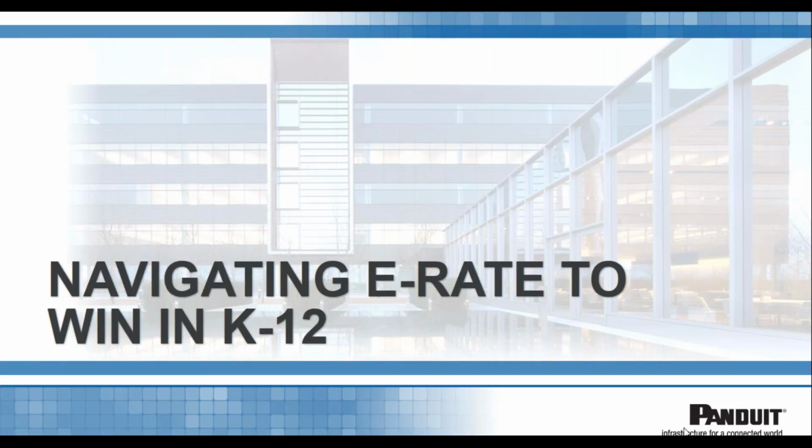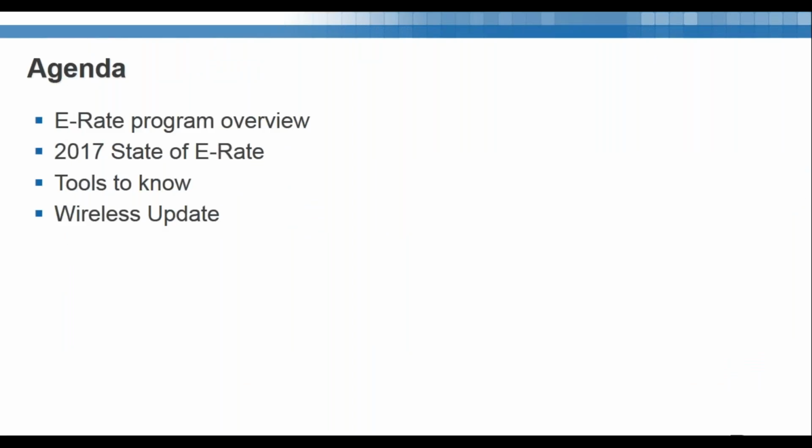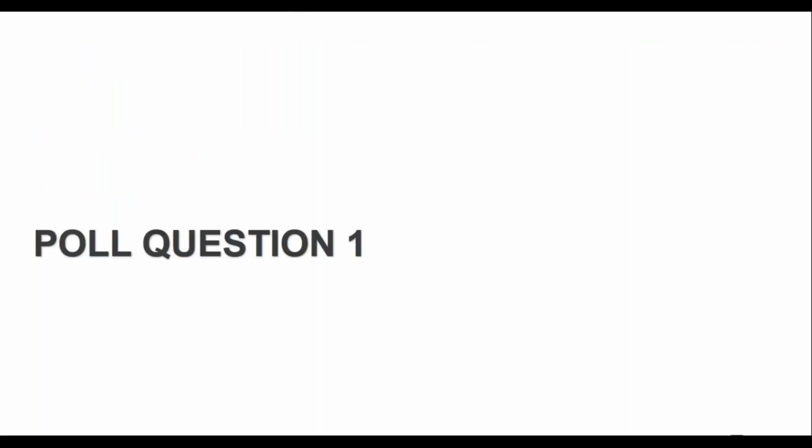I do want to point out that throughout the webinar, there will be 4 poll questions that we will ask you to answer. So just be prepared to click a little button when it pops up. To go over our agenda, we'll start with an overview of the E-Rate program, give you an update for this year, for 2017. Then we'll move into some tips and tools of the trade, and then we'll do a wireless update at the end. As Sandy mentioned, if you have any questions as we go, please feel free to type those into the question box on your console, and we'll get to those at the end.